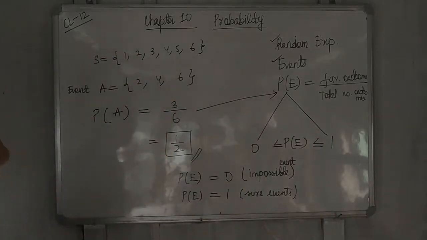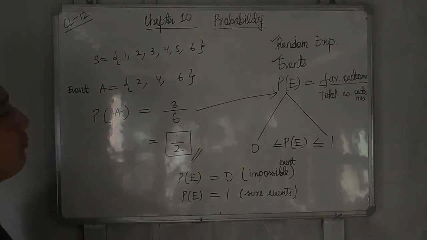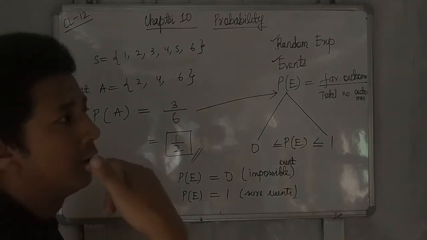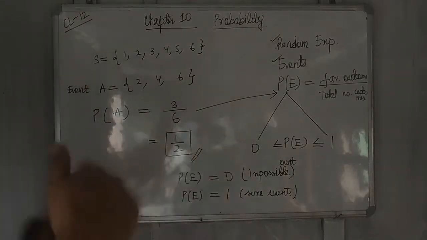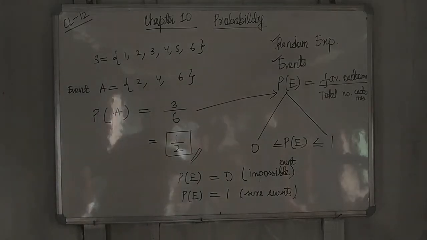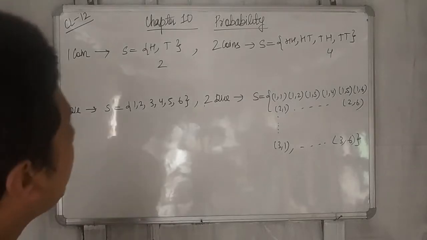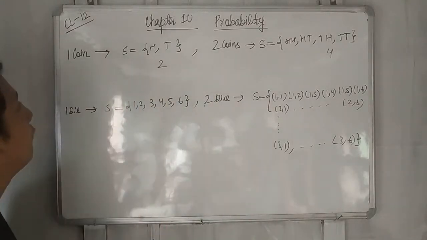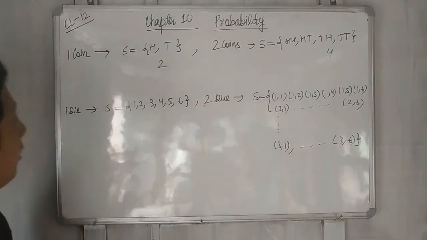Now we'll learn more about events, on the questions based on coins, die and then cards. So we'll just have a quick look at it. Pause the video and note it down. Here you can see, 4 different cases I've taken. Case number 1, when a coin is tossed. All these are random experiments going on.